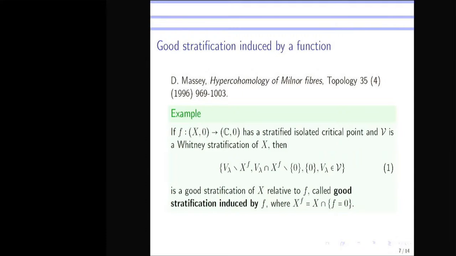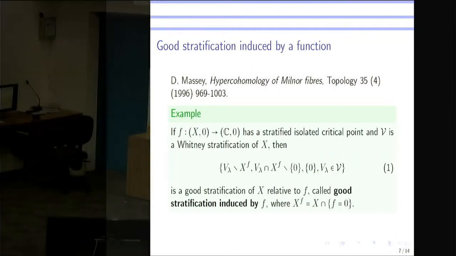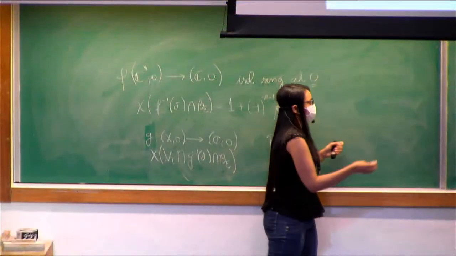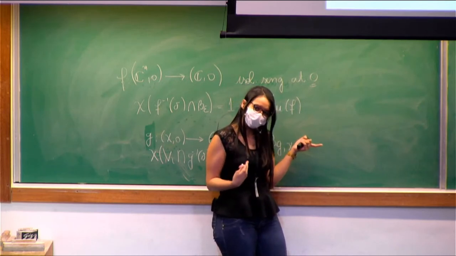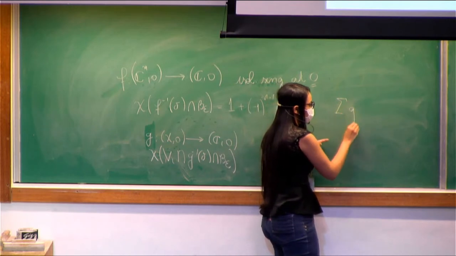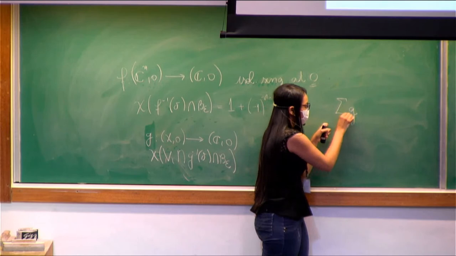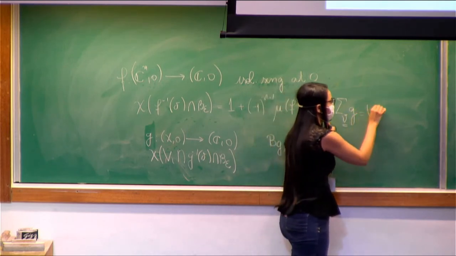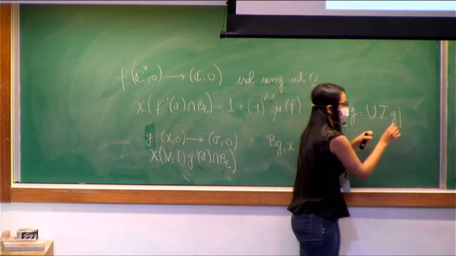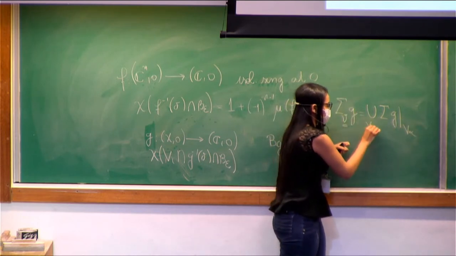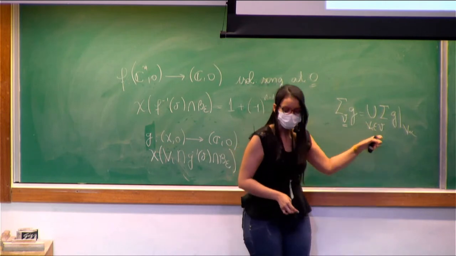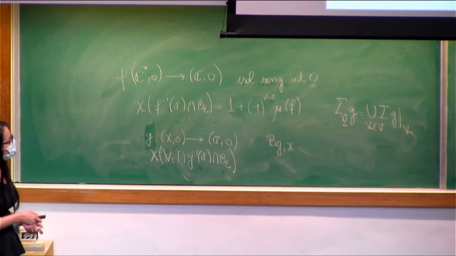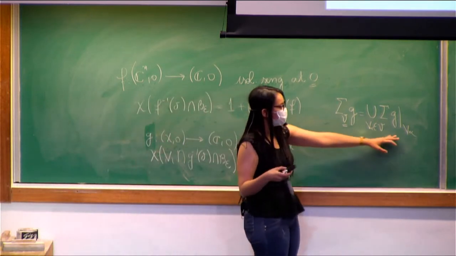In the case that we have a function with a stratified isolated critical point at the origin, here we do have an important term, which is this stratified critical point. The first thing I told you was that I was looking at the critical set of a function in the stratified sense. So we always consider the critical space of a function with respect to a fixed stratification. So this is the union of the critical sets of our function restricted to each one of those strata of our fixed stratification. So what Massey means here, saying that F has a stratified isolated critical point, is that this union is only the origin.